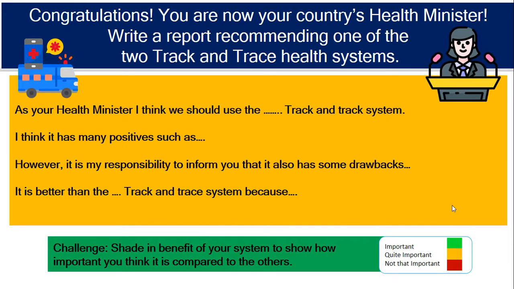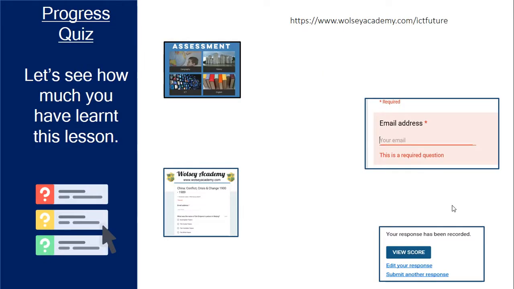Okay, so once you've read through those, I want you to have a quick think. Imagine now, this is your task. Imagine you are your country's health minister. Write a report recommending one of the 2 track and trace health systems. I've given you some sentence starters there to help you, and there is a challenge task for you to do there as well. When you finish that, there is a quiz online for you to do. Follow the instructions on the PowerPoint to complete the quiz. I hope all of that makes sense.